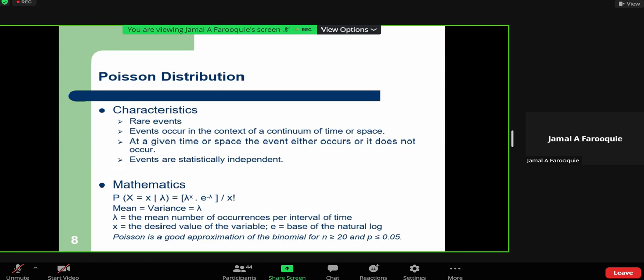What is the continuum of time here? One hour, from 10 a.m. to 11 a.m. And what is the event? The event here is receiving two calls. So the third point is that at a given time, the event either occurs or it does not occur. Means either there will be two calls or something else.